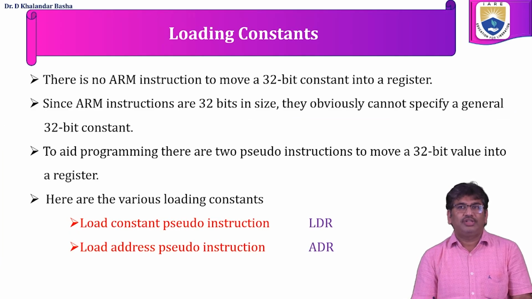There is no ARM instruction to move a 32 bit constant into a register directly. Since ARM instructions are 32 bit in size, they obviously cannot specify a general 32 bit constant. To aid programming, there are two pseudo instructions to move a 32 bit value into a register. Here are the various loading constant instructions. The first one is LDR, load constant pseudo instruction. The next one is ADR, load address pseudo instruction.